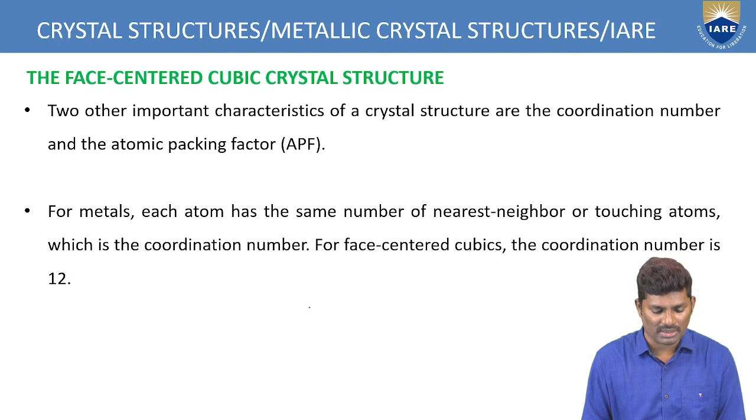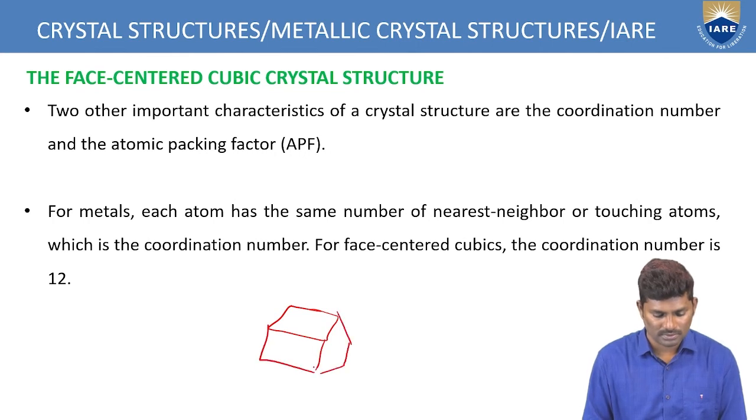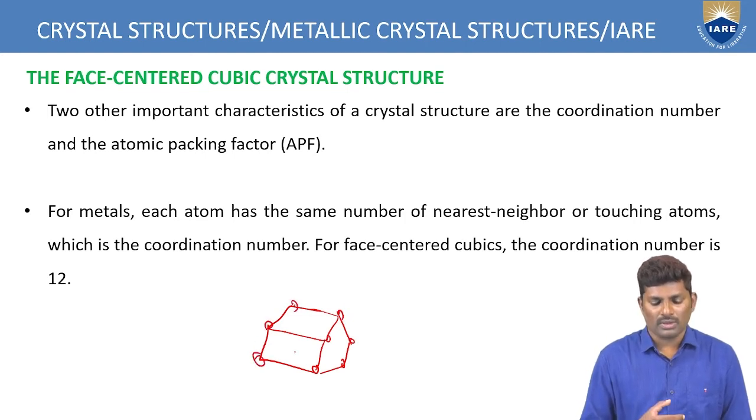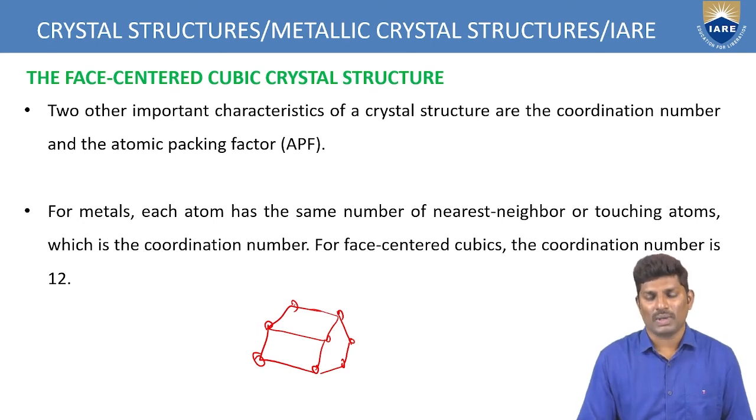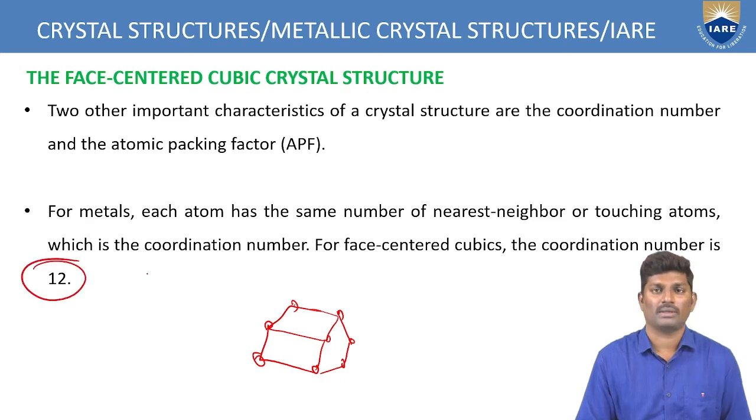Since it is being contacted like this, all the atoms are like this. If you find out the coordination number, you will get 12. On all the sides, front, back, left and right, 4 plus 4 plus 4, in total you get 12. So the total coordination number for FCC is 12.